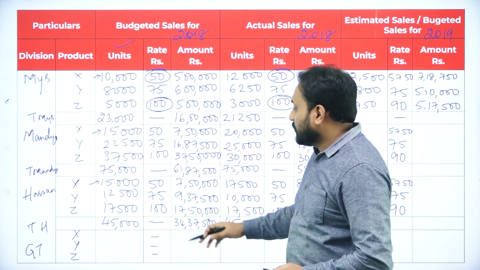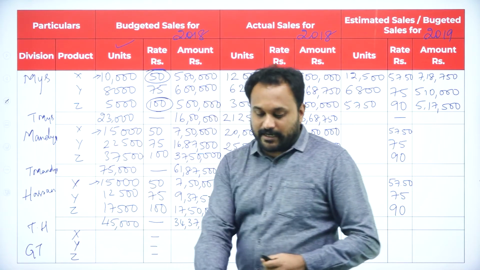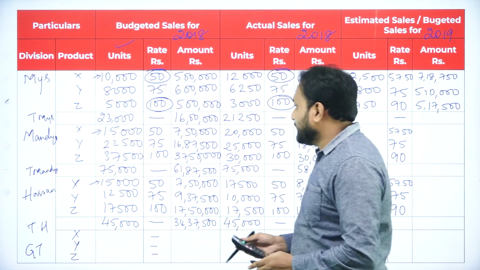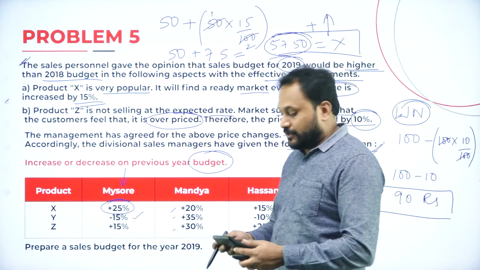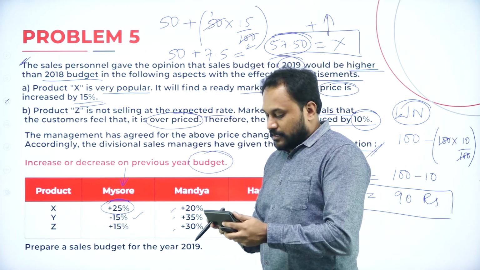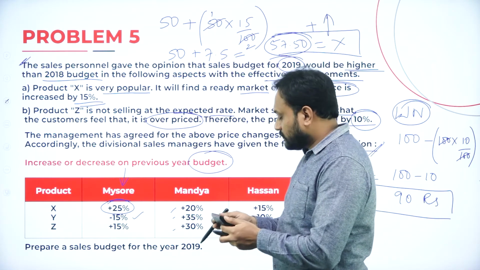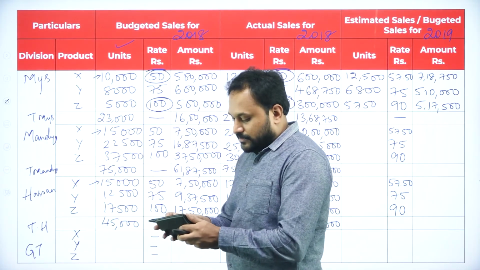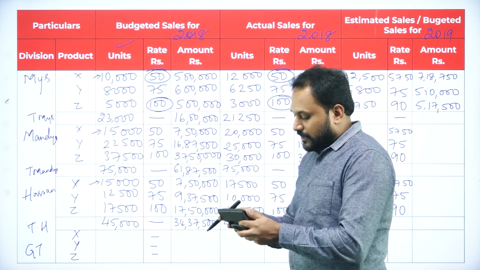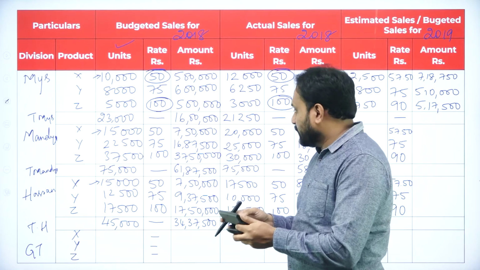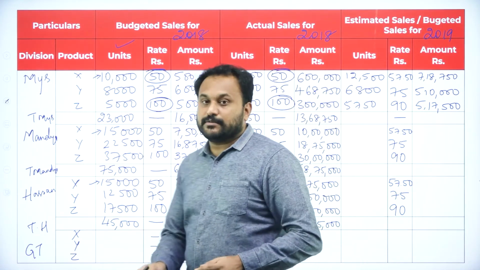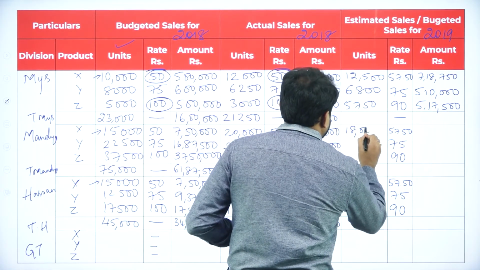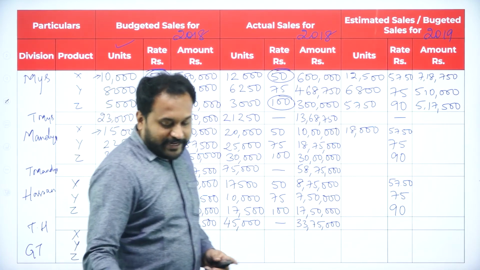So we'll come back here. The first one here is Mandya, 15,000. Take your calculator. Now we have 15,000 into how much percentage? 20% we are supposed to increase. 15,000 into 20% is 3,000. 15 plus 3 is how much? 18,000. So we'll write here 18,000. Next, 22,500 is that.